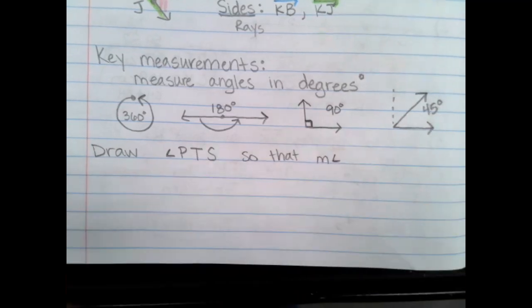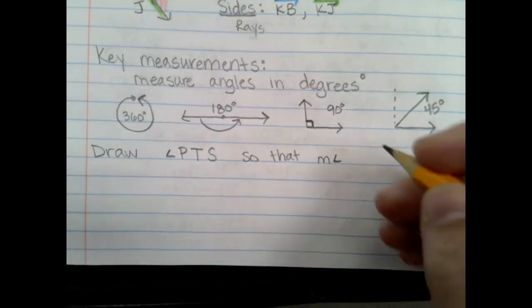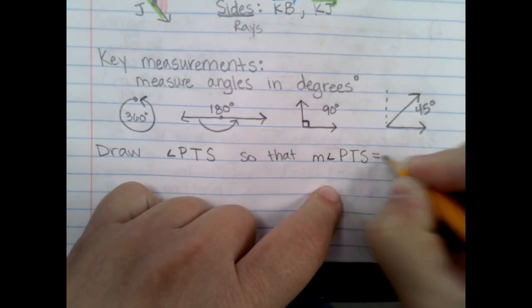And what that means is when we see that lowercase m and that angle sign, it tells us the measure of the angle. Remember how with the segments, we have AB with the line across it, and then we say AB with no line, and the AB with no line means measurement. Same thing here. This is going to mean that we're measuring it, and remember we measure angles in what? Degrees. So we're going to do it so that the measure of angle PTS is 78 degrees.